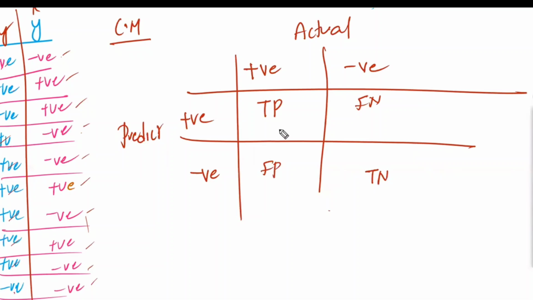Can you tell me the values? TP value, what is the TP value? 2, 5, 2, 1. Done? So now here, whatever the data is there, now total predicted positives. How many total predicted positives?